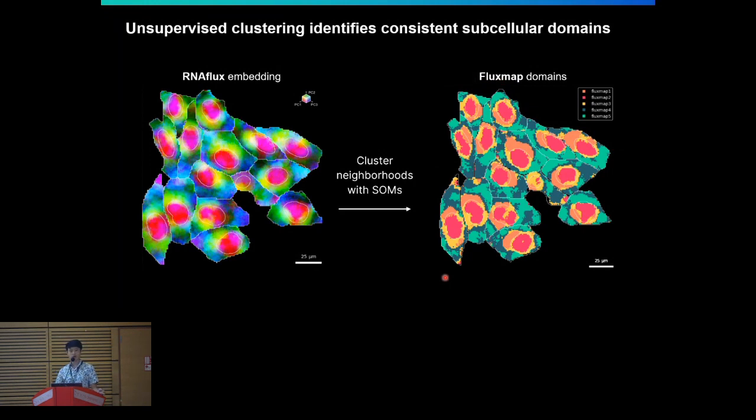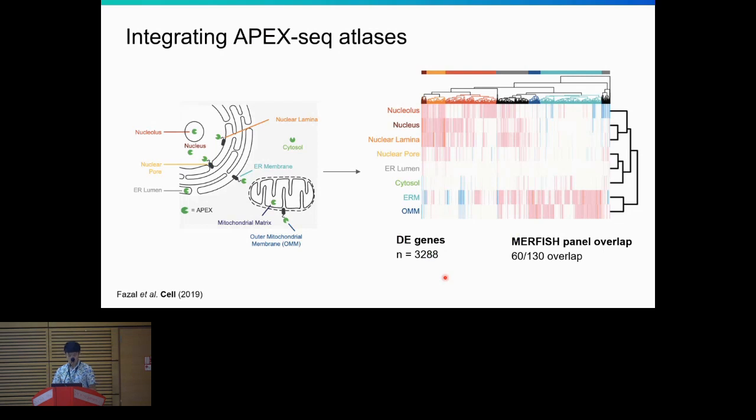Bringing back the APEX-seq data sets in which they found RNAs enriched in various subcellular compartments. We can then take those enrichment scores of these 3,000 or so genes and overlap that with our panel of measured genes in our spatial transcriptomics experiment. In this case, we've measured 130 genes, in which 60 overlap with these 3,000 in U2OS cells.